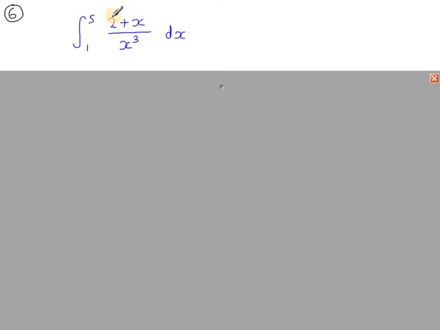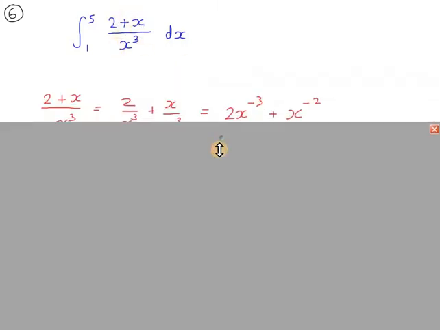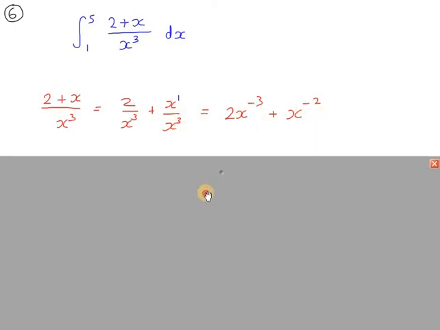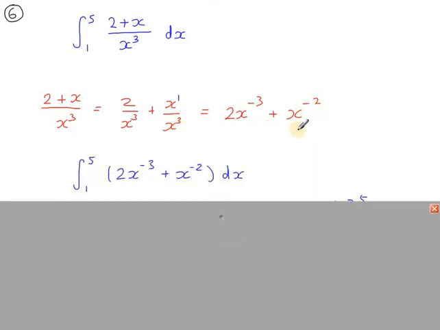Here we need to split this into 2 separate fractions and then simplify the indices. So into 2 separate fractions with the same common denominator. Then 2 over x cubed is 2x to the power of minus 3, and then we've got x to the power of 1 over x to the power of 3, so x to the power of minus 2. And then we integrate these terms.